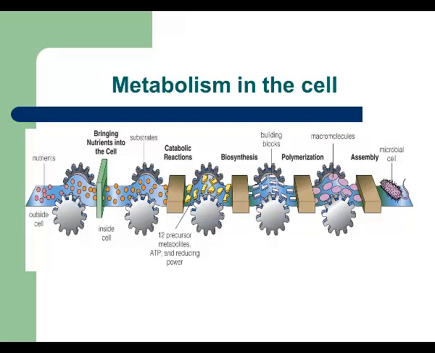Building blocks then go through polymerization. When they go through polymerization, they will be linked to each other. Building blocks will be linked to each other and form macromolecules or polymers. And then the last task is assembly. This is when polymers will go through assembly and form cellular components.